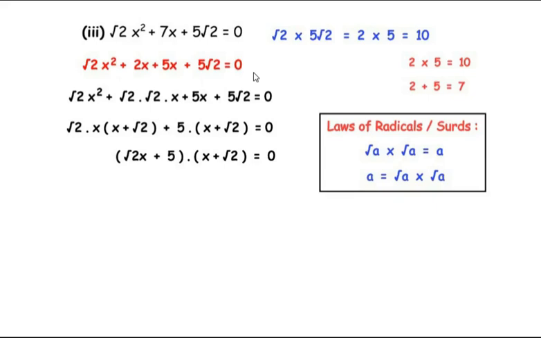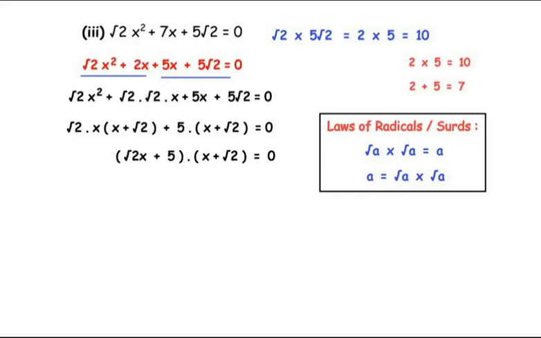Now we are going to group the terms. We are going to group the first two terms and we are going to group the last two terms. Now in the first group, the first term we have written the same, that is square root of 2 times x square plus, now since we have to find out the common factor, using the laws of radicals, we can write this 2 as square root of 2 times square root of 2. So remember that square root of a times square root of a will be equal to a and vice versa. That is, a can be written as square root of a times square root of a. So this is what we have applied over here.